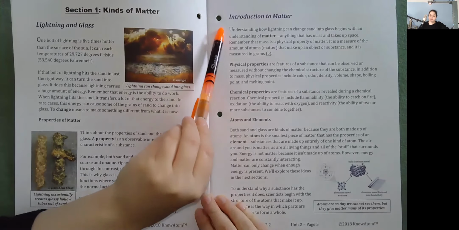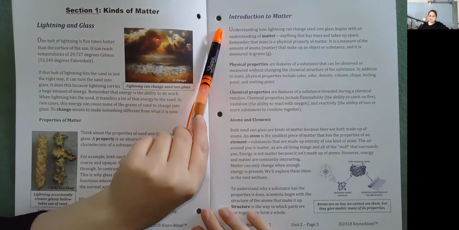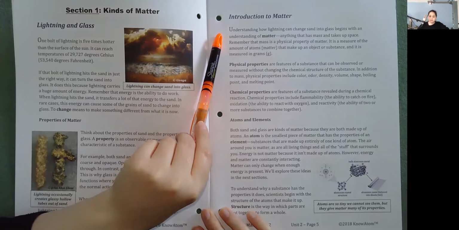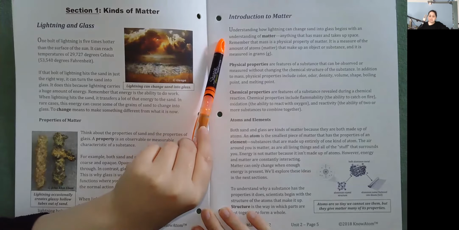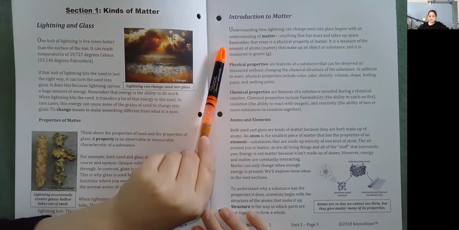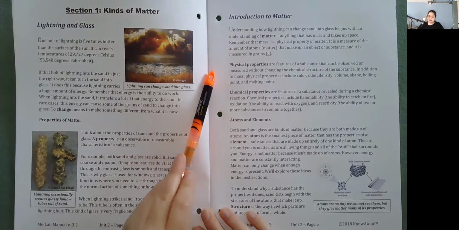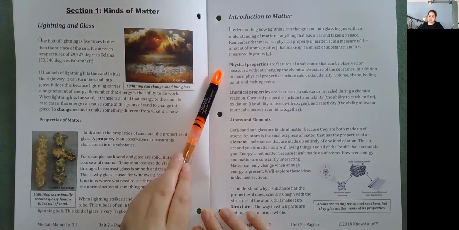Introduction to matter. Understanding how lightning can change sand into glass begins with an understanding of matter, anything that has mass and takes up space. Remember that mass is a physical property of matter. It is a measure of the amount of atoms, or matter, that make up an object or substance, and it is measured in grams. Physical properties are features of a substance that can be observed or measured without changing the chemical structure of the substance.